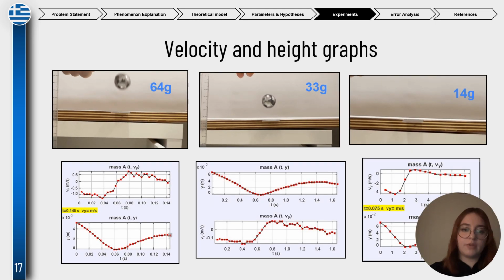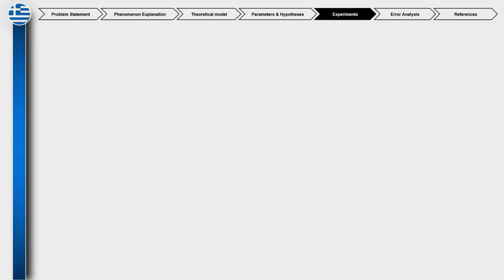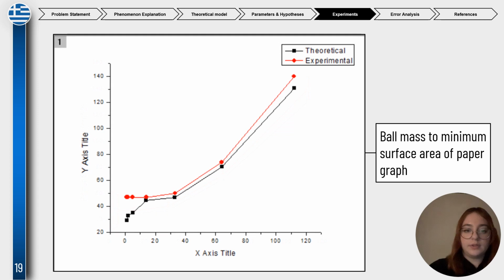Here we can see some videos of our experiment, and also some graphs about the velocity and the distance from the ruler of its experiment. In this graph, we can see mass versus the paper surface area. And here we can see that the black line is our theoretical line, and the red line is the experimental line. We can see the ball mass to minimum surface area of paper in this graph.